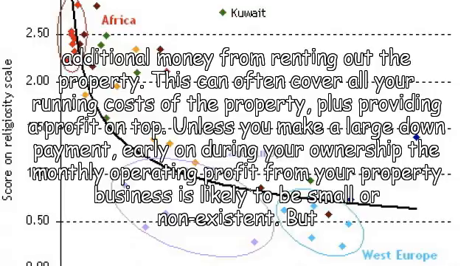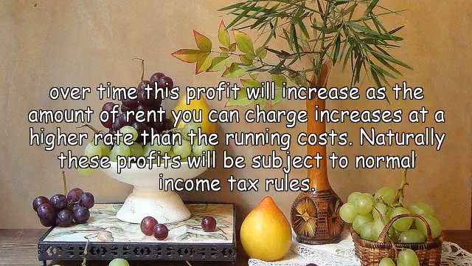Unless you make a large down payment early on during your ownership, the monthly operating profit from your property business is likely to be small or non-existent. But over time, this profit will increase as the amount of rent you can charge increases at a higher rate than the running costs. Naturally, these profits will be subject to normal income tax rules.